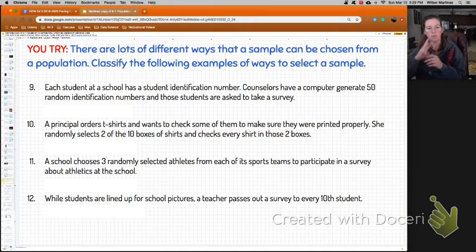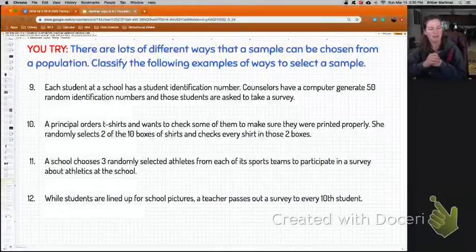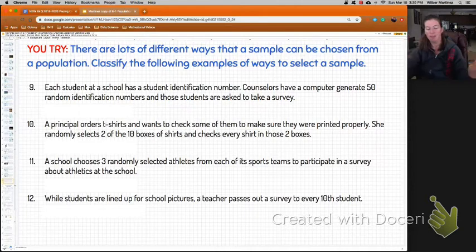Let's look at number 11. A school chooses 3 randomly selected athletes from each of its sports teams to participate in a survey about athletics about the school. What type of sampling is that? All right, so we have divided the athletes by sports team. So again, probably either stratified or cluster. Notice that they ask each sports team to have a few people respond to the survey. They randomly choose a few people from each sports team to respond to the survey. So that's an example of stratified. So put them into groups and then take a few people from each group.